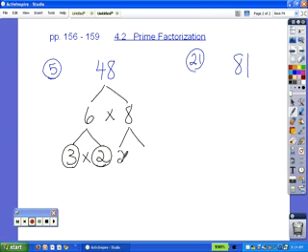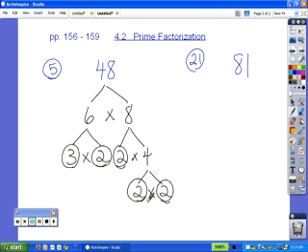For 8, I know 2 times 4 gives me 8. 2 is prime, so I'll circle that, but 4 is not, so I have to continue to break that down. 2 times 2 gives me 4. 2 is prime. Now that I have prime numbers circled at the end of all of the branches, the factor tree is done, but that's only your work.